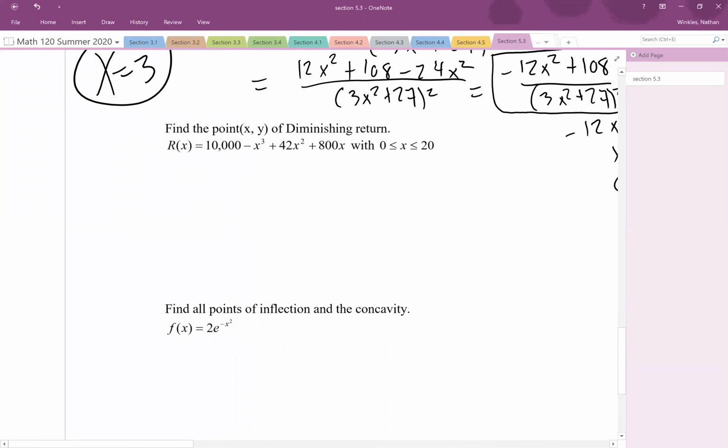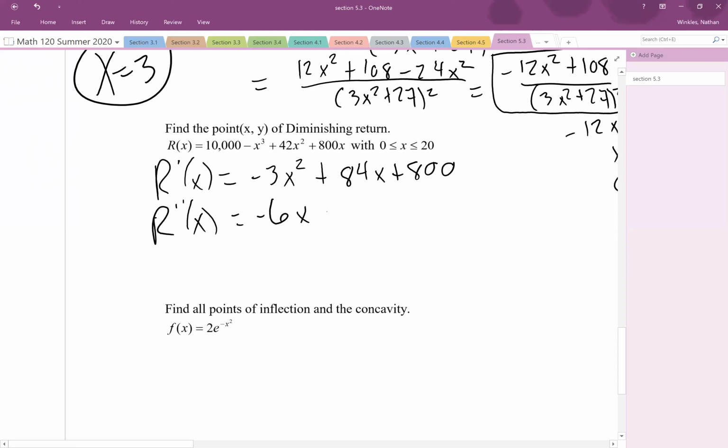Now, this one says find the point x, y of diminishing returns. So what we have to do here is we need to find our second derivative. So R prime of x is minus 3x squared plus 84x plus 800. R double prime of x is minus 6x plus 84 equals 0. Minus 6x equals minus 84. X equals 14.